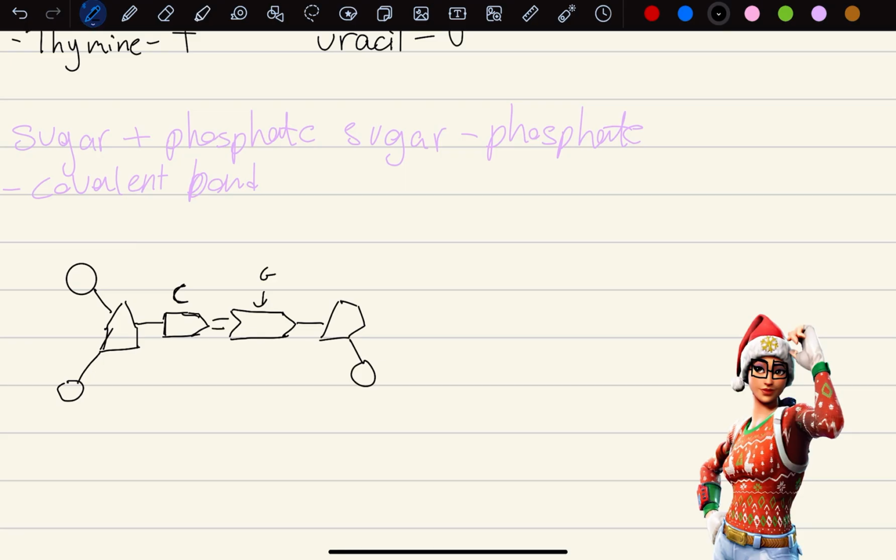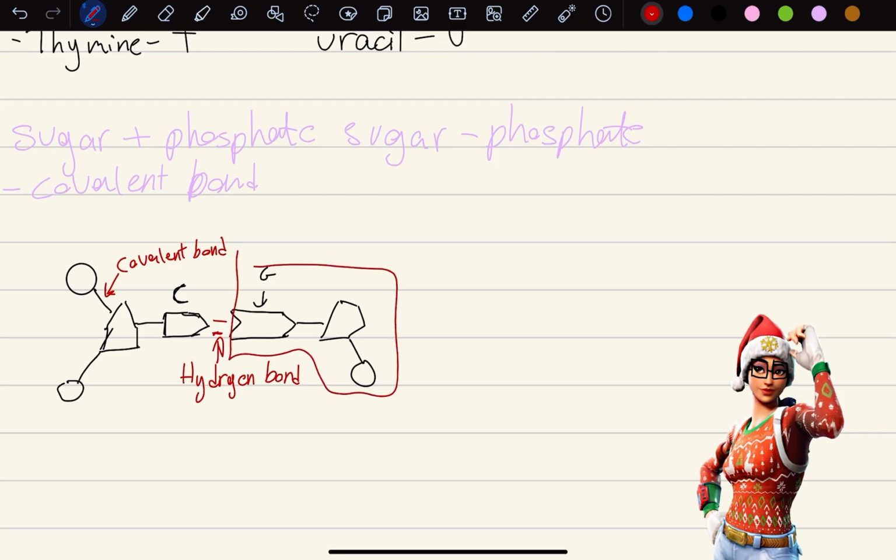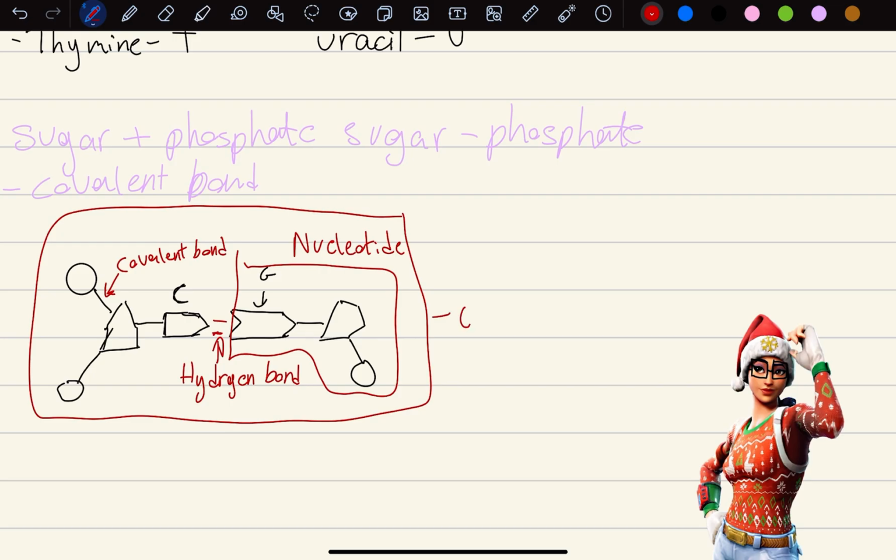This bond right here, let's do a different color, is called a hydrogen bond. And this right here that connects the sugar and the phosphate is called a covalent bond. This whole thing with the phosphate, sugar, and the nitrogen base is called a nucleotide. And this whole thing is called a complementary base pair.